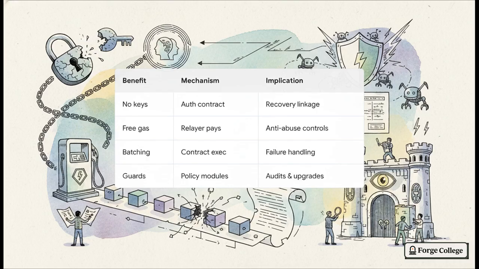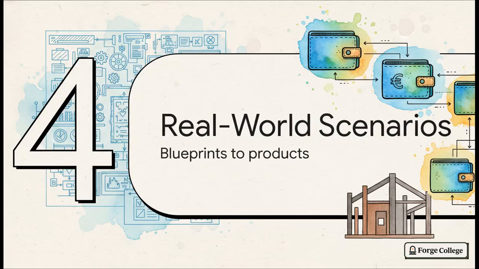How about batching? Well, that requires contract-level execution. So now you have to carefully manage atomicity. If one single operation in that batch fails, how does your system gracefully handle the rest? And those cool spending guards? They rely on custom policy modules, which means you're going to need formal smart contract audits and very safe, reliable pathways for upgrades. Basically, every ounce of friction you remove for the user adds a heavy layer of operational complexity for the developers. So, how does this actually look in practice?